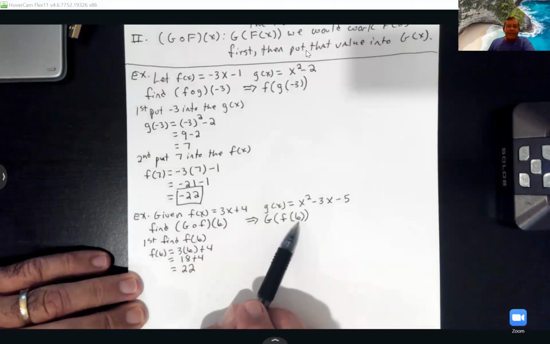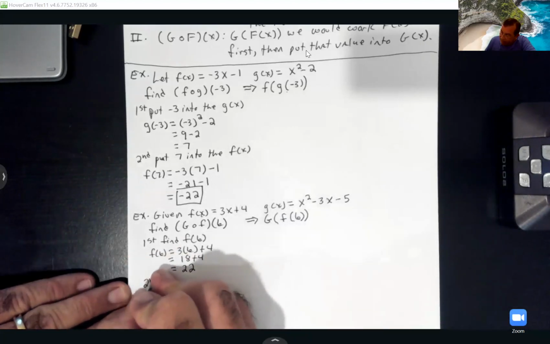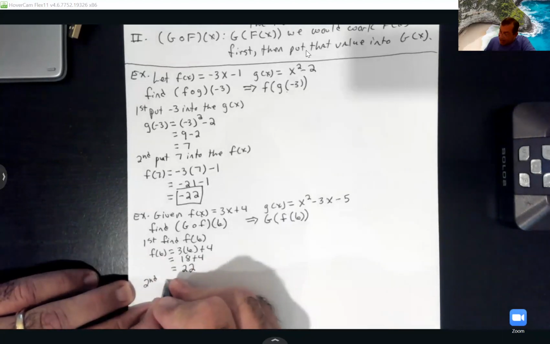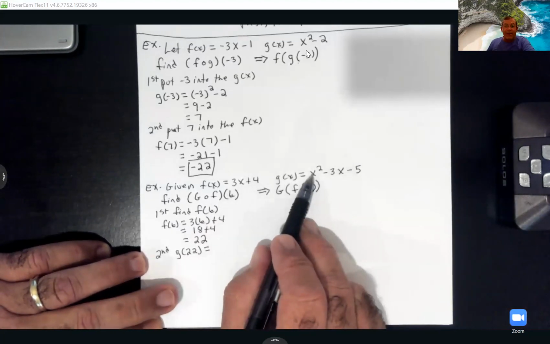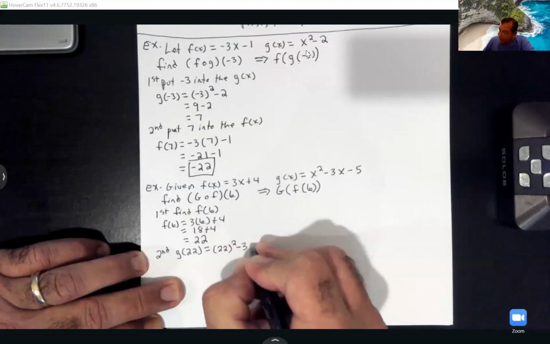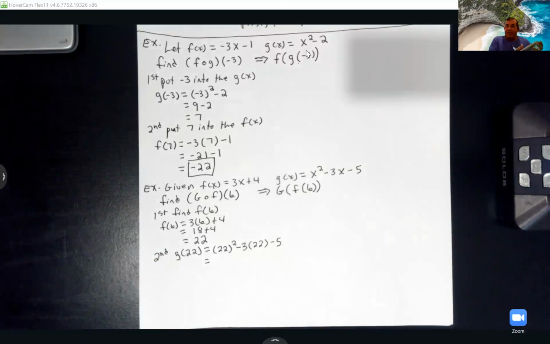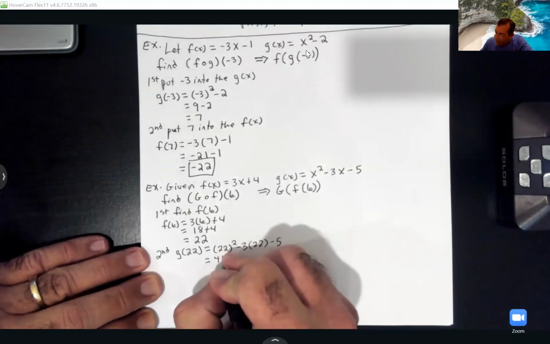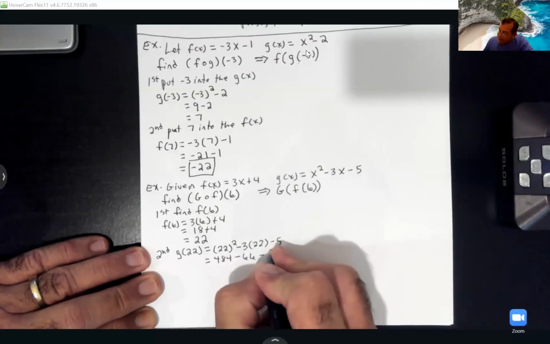All right, y'all. So since f of 6 gave me 22, I'm now going to put that 22 into my g function. So that means we're going to be finding g of 22. Well, that might be a pretty big number since I got a square there, right? So g of 22 will equal 22 squared minus 3 times 22 minus 5. Oh, y'all, so let me break out the calculator for big numbers like that. All right, so 22 squared gave us 484. Minus my 3 times 22 will give me a 66. And then bring down your minus 5.